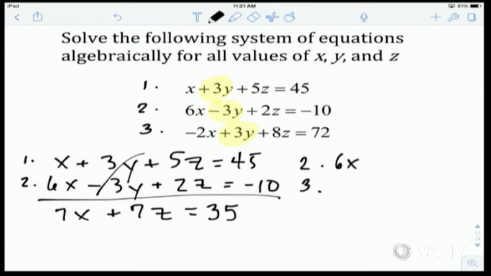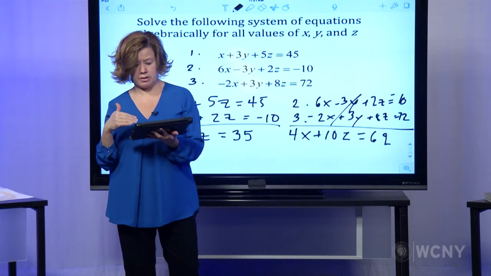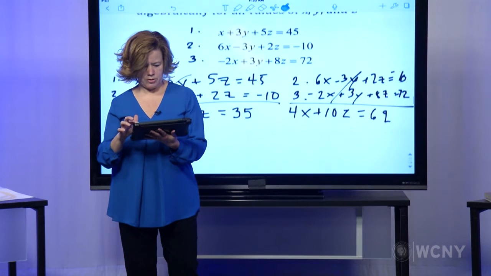I have 6x minus 3y plus 2z equals negative 10. And I have negative 2x plus 3y plus 8z equals 72. We'll add those together. 6x minus 2x is 4x. The y's cancel. 2z plus 8z is 10z. And negative 10 plus 72 is 62. Okay, now I have 2 equations with 2 variables. I'm back to Algebra 1. So I'm going to put those 2 equations together.